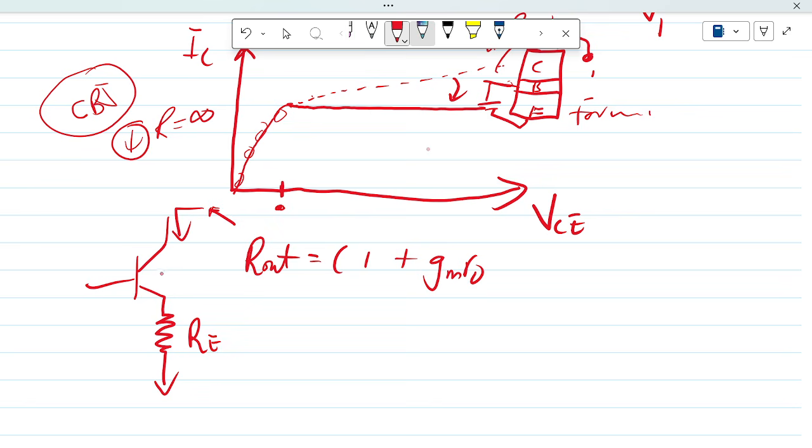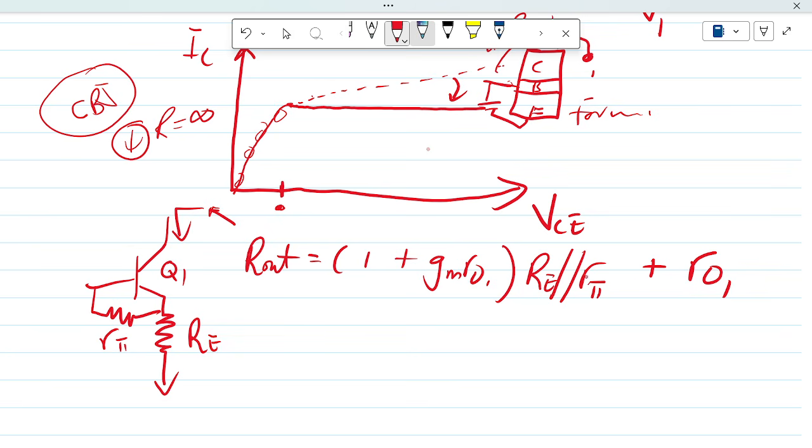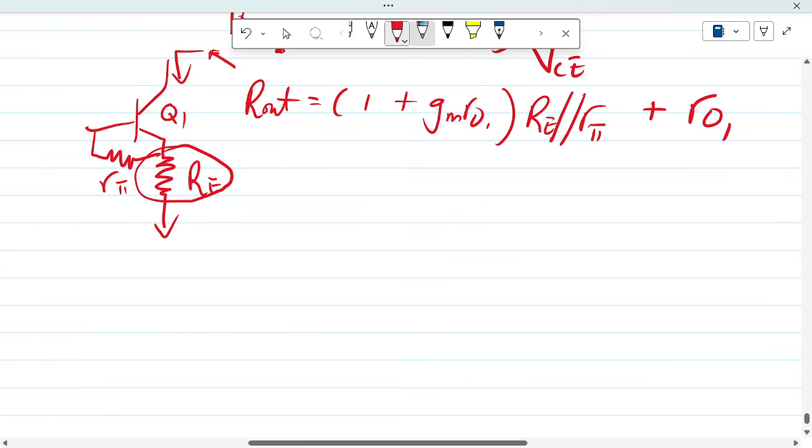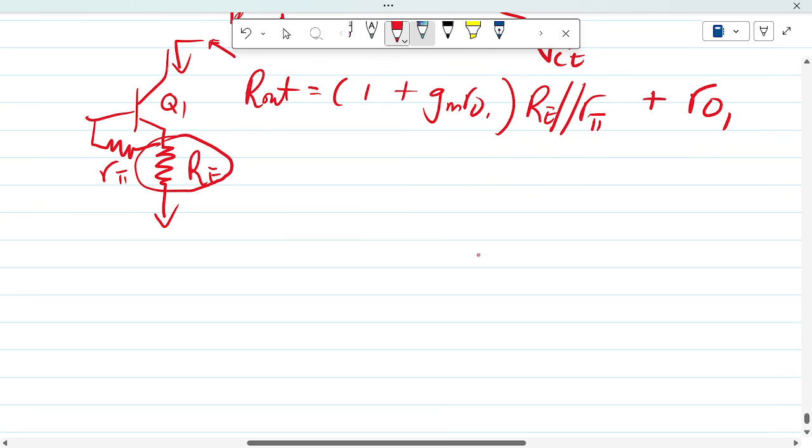1 plus the intrinsic gain gm ro, let's call this transistor 1, times RE in parallel with r pi, plus ro1. Okay, so we notice two things here. We can increase the output impedance by increasing the value of the emitter resistor. But what happens when we increase the emitter resistor? Let's pay attention here.